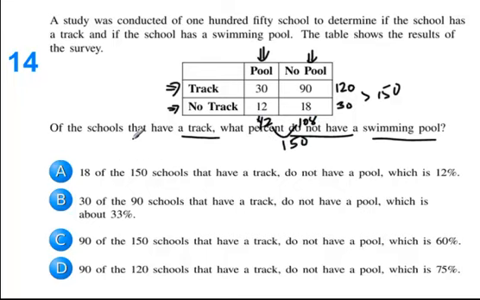So, of the schools that have a track, so we're concentrating only on these schools right here. What percent do not have a swimming pool? Well, there's your no pool number right there. 90, okay? Those schools don't have a swimming pool, so that's 90 out of 120 that have a track. So 90 out of 120 right down here. So 75% of the schools, okay, that have a track don't have a pool. Pools aren't very likely.